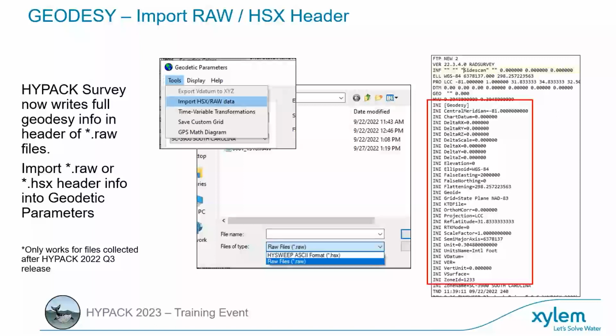We added this to the HSX files a year or two ago, but we neglected to add it to the raw file. So this has been done fairly recently. And as it says in the lower left-hand corner, it only works with files collected after the HYPACK 2022 Q3 release. The previous versions had this information at the top here. It's not very well laid out, it's just something that we've kept for backwards compatibility. But all the information is not there, so it's not going to work with anything prior to 2022 Q3.